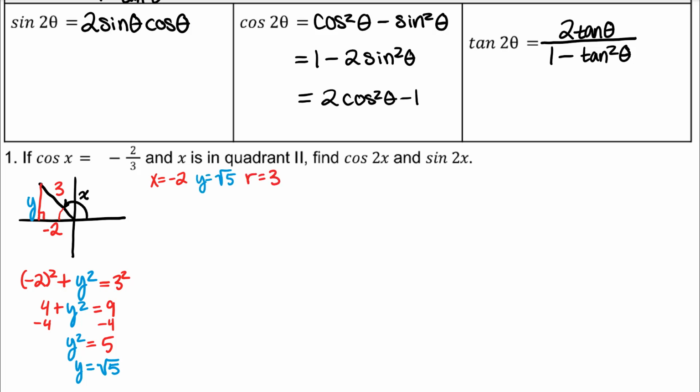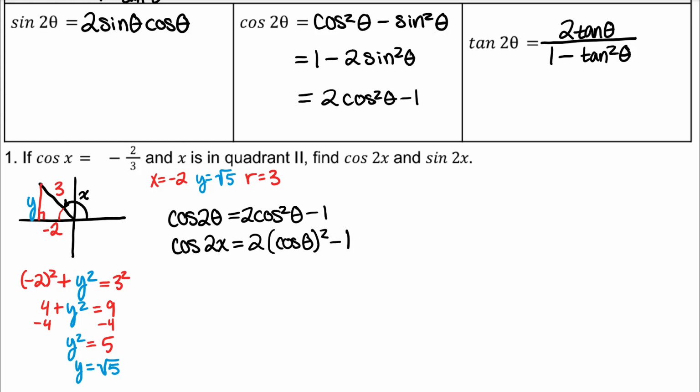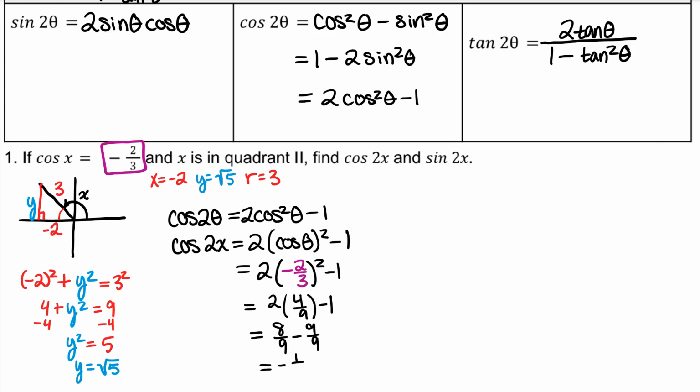But when finding cosine of 2x, I didn't actually even need to use the Pythagorean theorem because I already had cosine of x, and I know cosine of 2x in terms of just cosine. It's 2 cosine squared x minus 1. Remember, cosine squared theta would be the same as cosine theta squared, or cosine x squared, and cosine of x was negative 2 over 3, so substitute negative 2 over 3 and simplify. So cosine of 2x is negative 1 over 9.